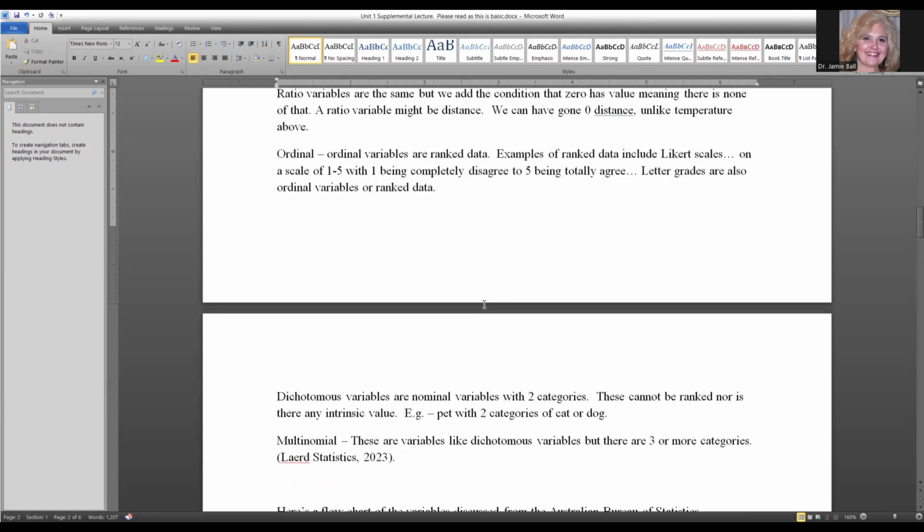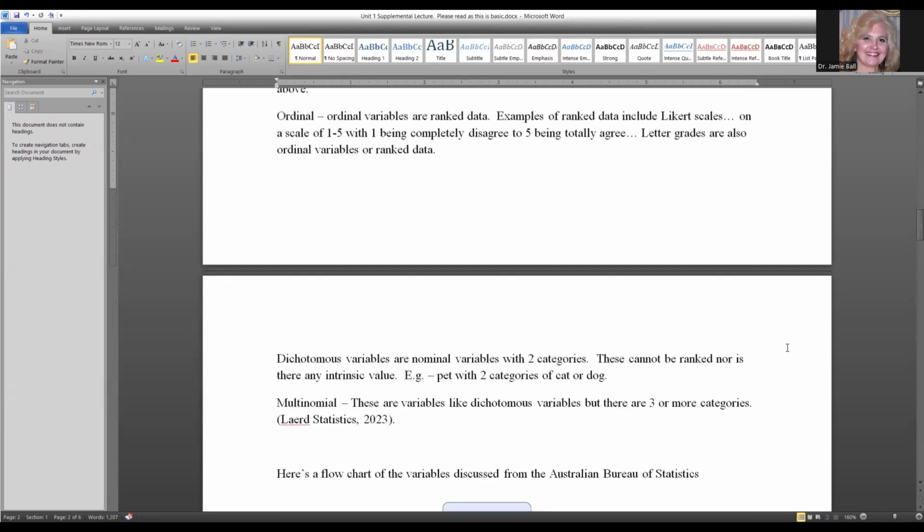Okay, we can have dichotomous variables, which are nominal grouping variables. That's with only 2 categories. There's no intrinsic value to these. It's like saying, you got any pets? Yep. Is it a cat or a dog? Multi-nominal is like a dichotomous variable, but it has more than 2 categories. Do you have a pet? Is it a cat, dog, bird, or lizard? Okay.